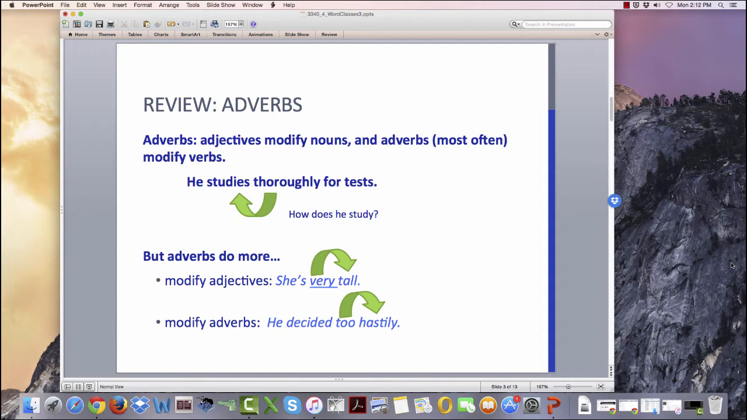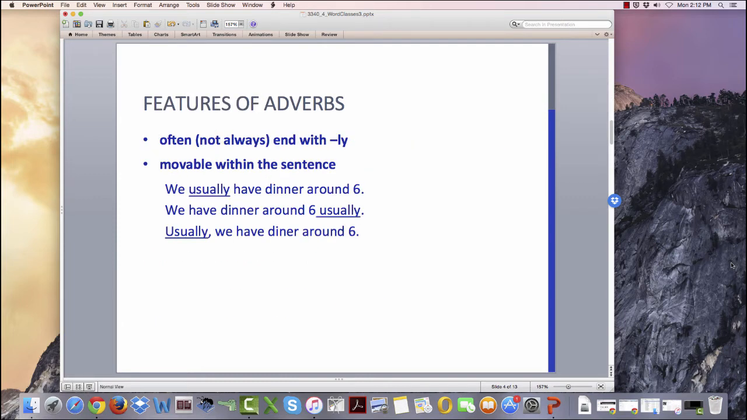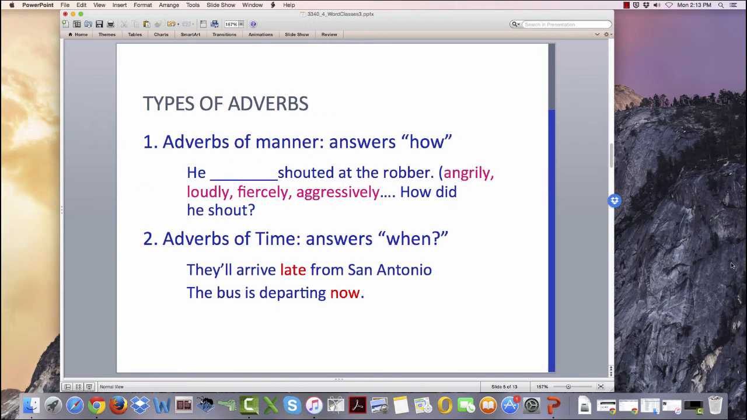Adverbs, we said, also modify adjectives. She's very tall, very modifying the adjective tall. We also have adverbs modifying other adverbs. Too hastily, so hastily, very hastily, quite hastily, rather hastily. Those are adverbs modifying adverbs. We said often adverbs end in ly. We said that adverbs you can move around in the sentence. If you move a noun in the sentence, you sound crazy. If you move an adverb around in the sentence, that's perfectly acceptable.